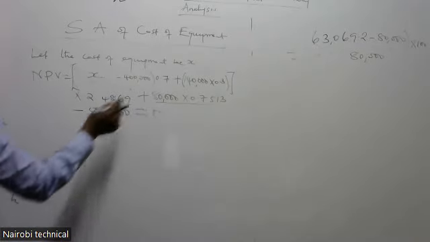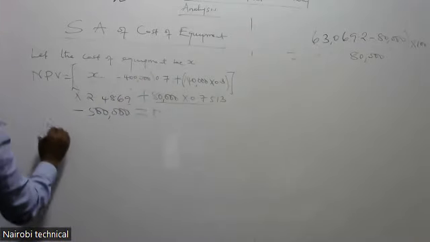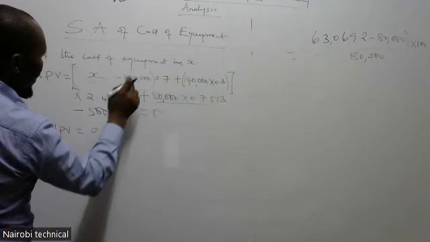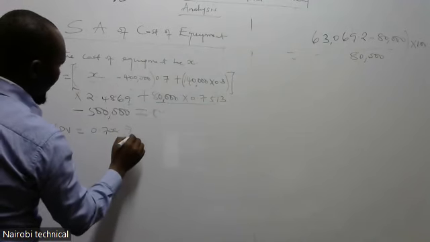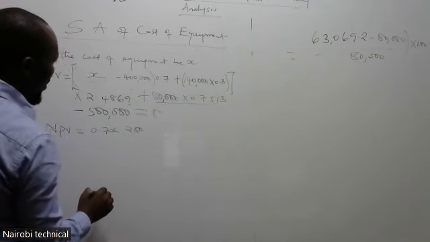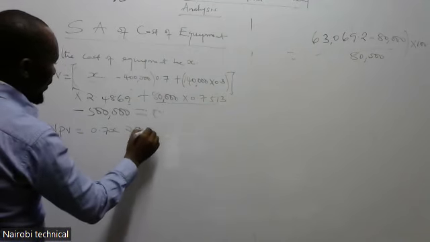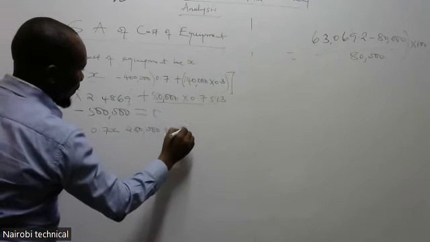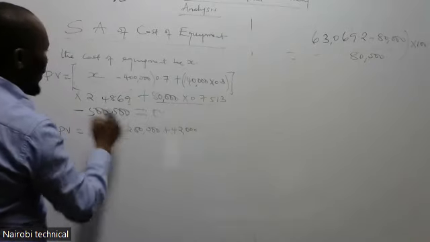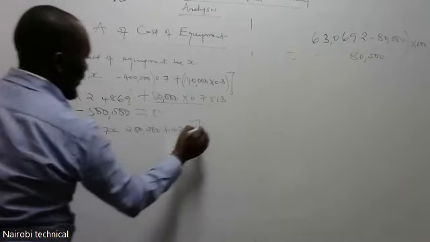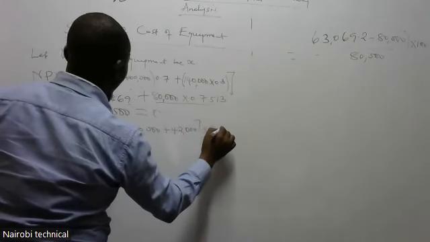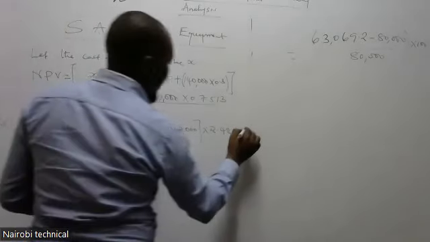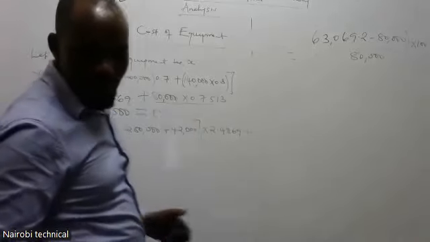So this one will mean that we're going to have this times this. That is, NPV is going to be this times this. That is 0.7x. This one is going to be 280,000, right? Then plus this one, 42,000, into bracket, times 2.4869, right? Plus 80 times this.